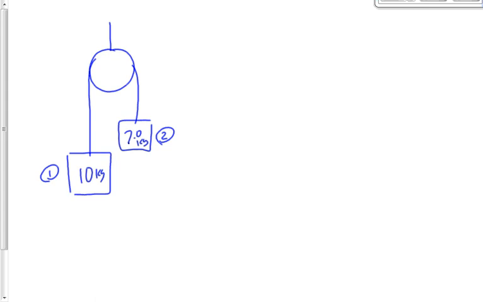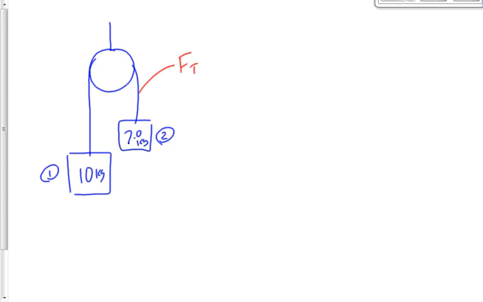On the board right now, you see a diagram of a pulley. That pulley contains a 10-kilogram object on the left side, a 7-kilogram object on the right side. We've dealt with this. We know how to find the acceleration of this system, but that's not the question here today. The question here today is, what's the force between the two objects? In other words, what's the tension in that rope between the two objects right here?